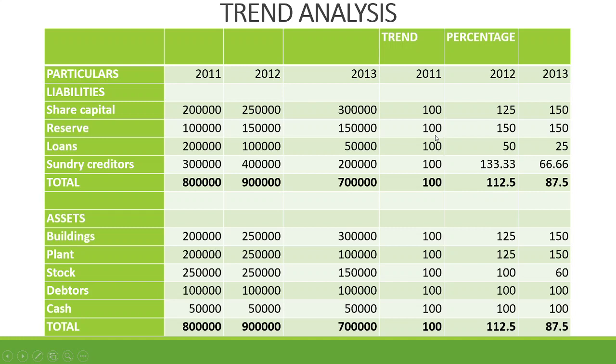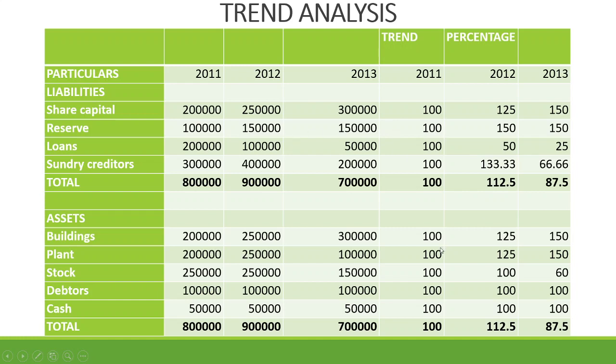Again reserves, you can see reserves has increased to 150. Afterwards there was no increase in 2013. Whereas when it comes to loan, loan was 100 and then it has decreased 50%. Again it has decreased 25. And the sundry creditors, it was 100, it has increased and then it has decreased. So when we have this trend percentage, we can easily make out the proportionate increase or decrease in each item rather than looking at the actual figures.